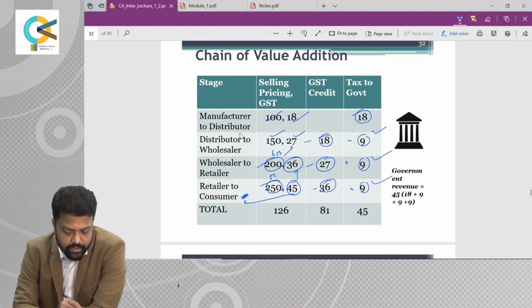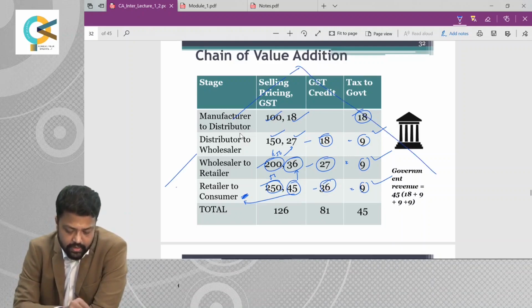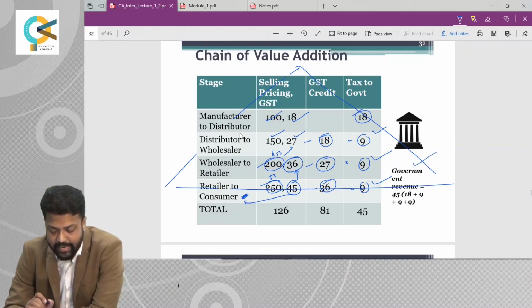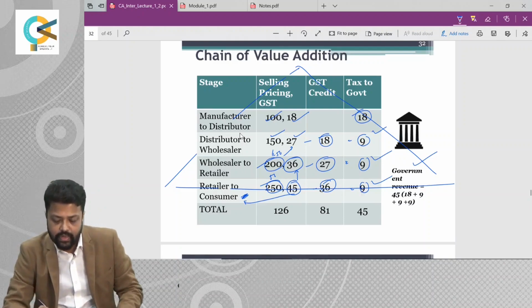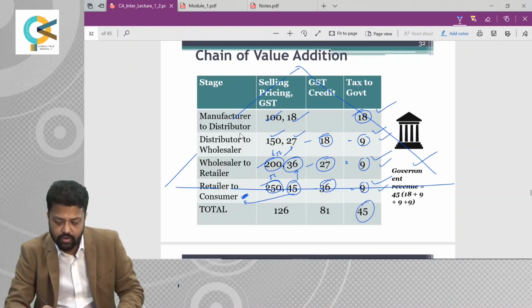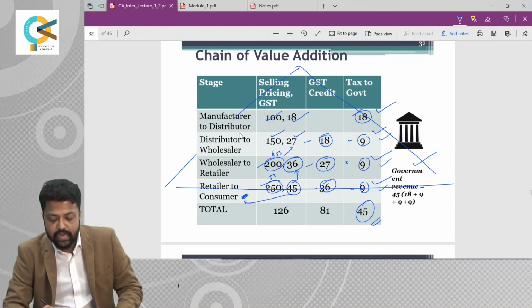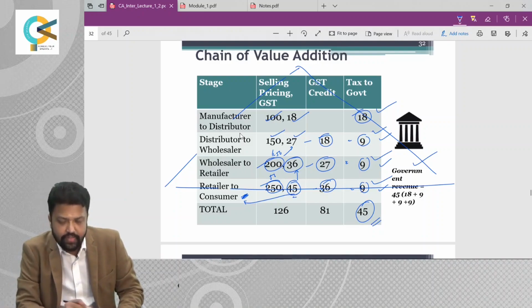So every person in this value addition chain is taking benefit of earlier paid taxes and remitting the balance to the government. So what is the government going to get at the end? 18 plus 9 plus 9 plus 9, total 45. Clear? So government is getting 45, and how much is the tax which is going from the pocket of the consumer ultimately? The answer is 45.